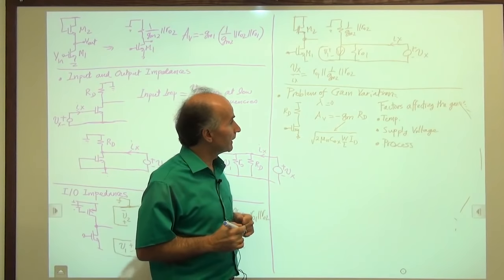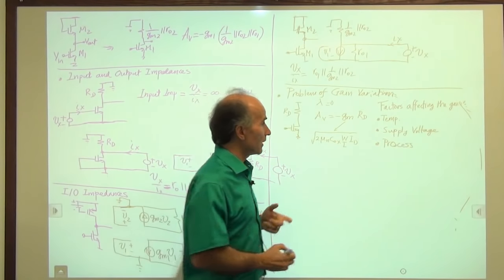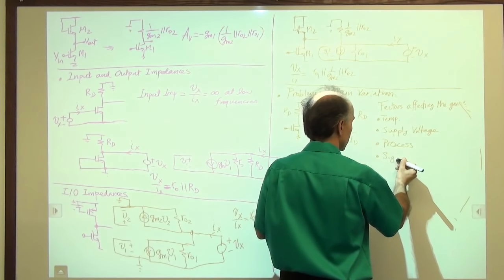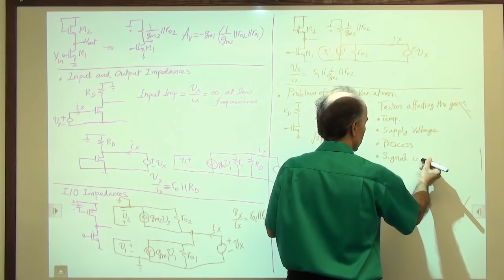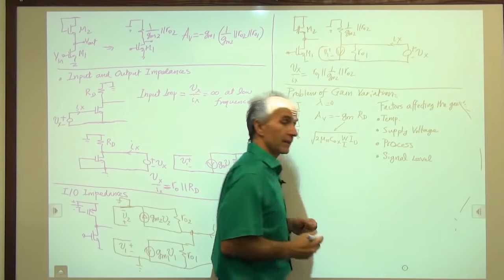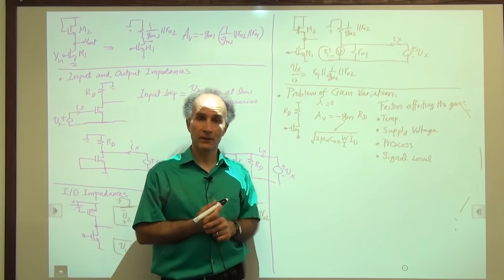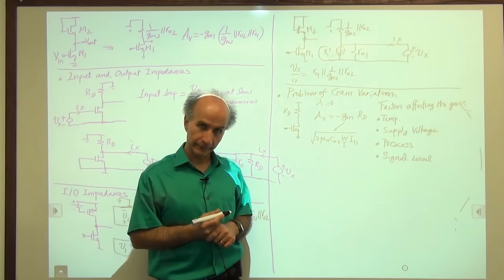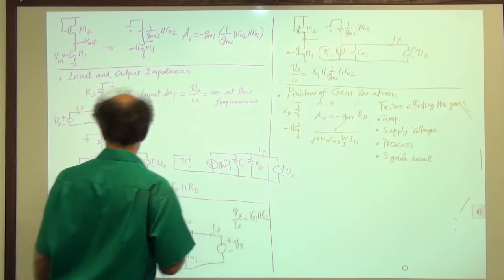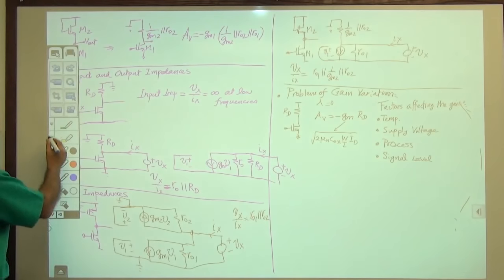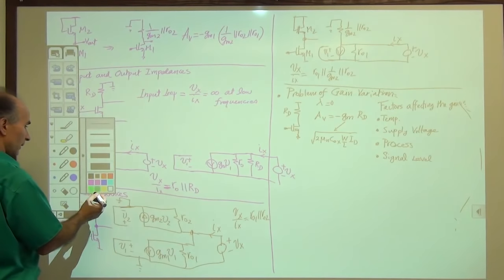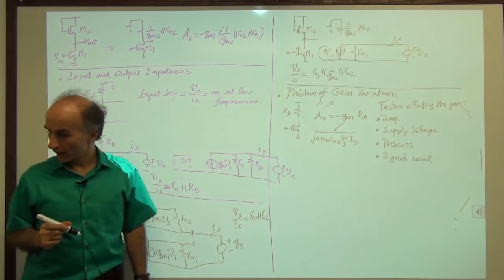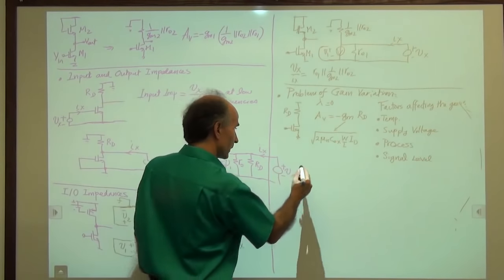All right. And there is one more, which we call signal level, and that's a more subtle situation. So let's talk about the signal level and see what that means. For that, I have to draw a couple of waveforms. So let's change the color of our pen to green and see. All right, so here's the situation.